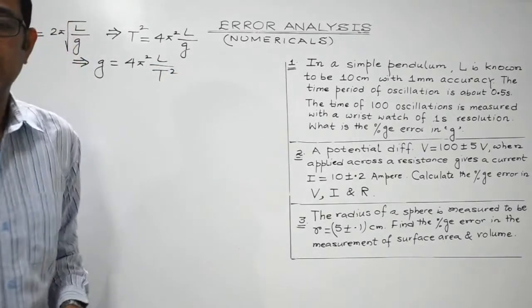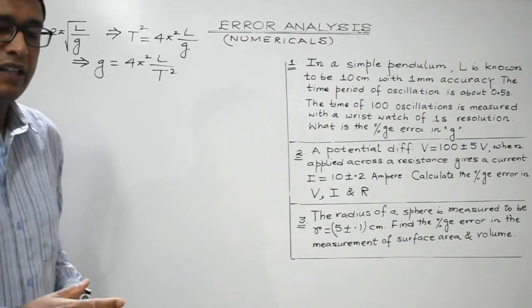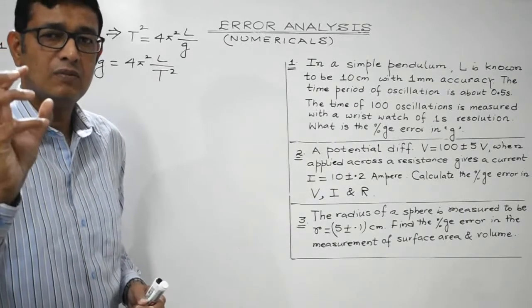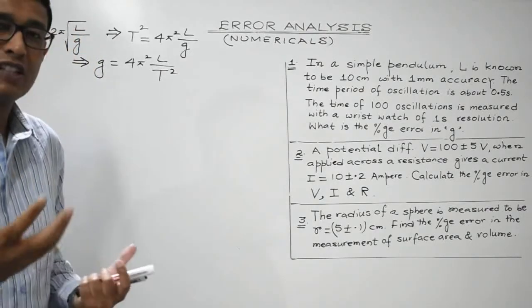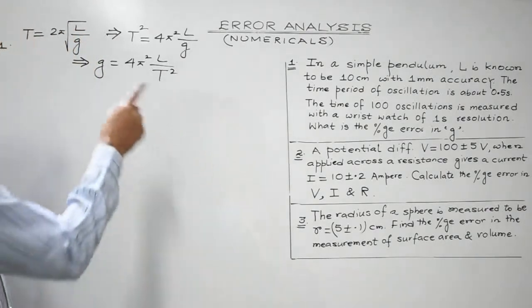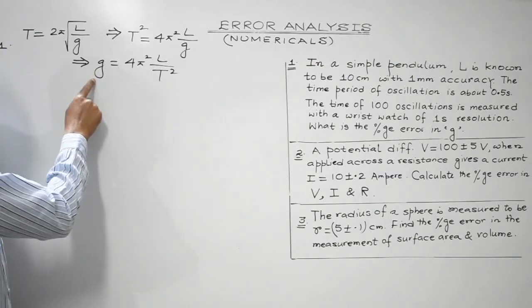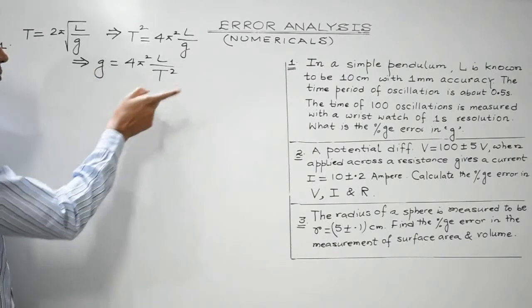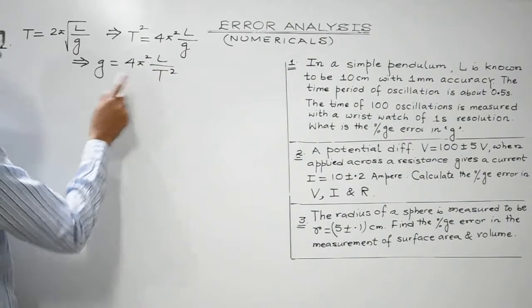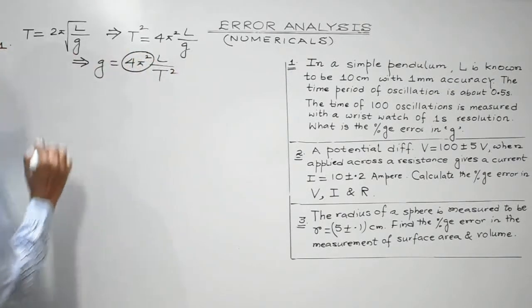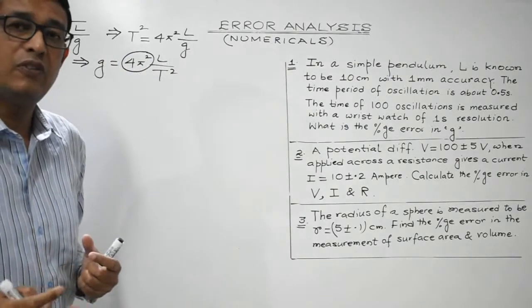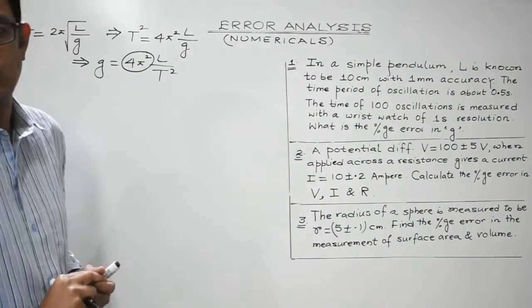Now look students, as I told you earlier also, while dealing with errors, the term which is constant doesn't play any role, because the value of a constant will remain unchanged, right? So the error in the determination of small g would be due to the error in the measurement of length and the time period. So 4 pi square being constant, it won't play any role in the determination of error in the value of small g.